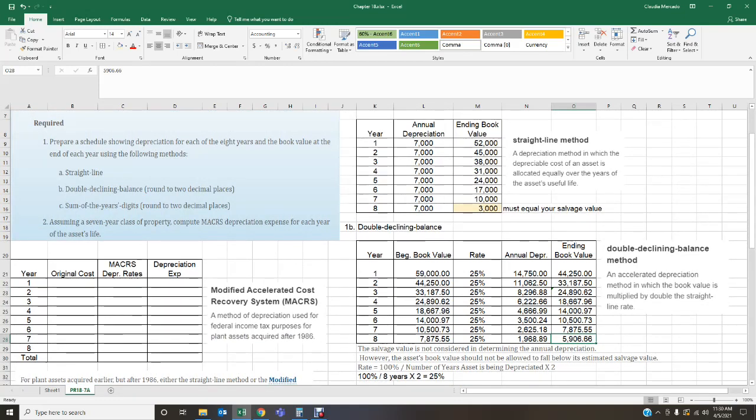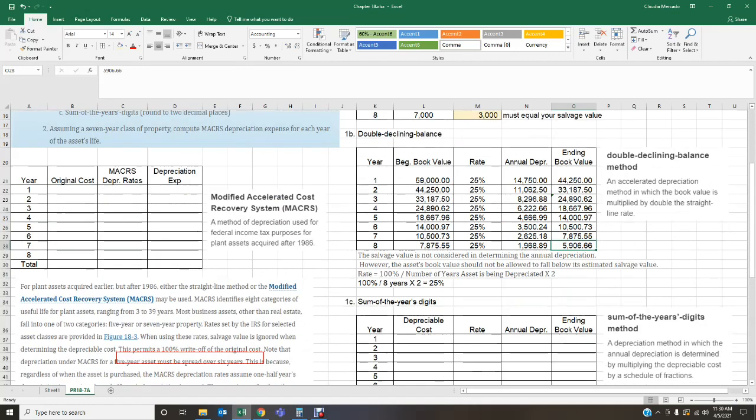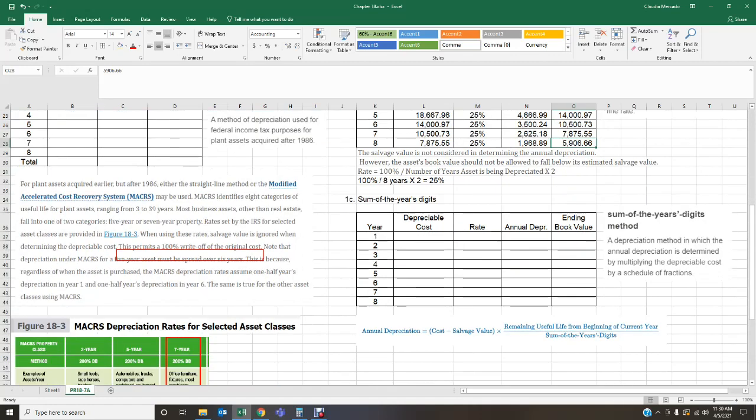Now, the third requirement is the sum of the year's digits. Okay, and it says to round to 2 decimal places. So the sum of the year's digits method is a depreciation method in which the annual depreciation is determined by multiplying the depreciable cost by a schedule of fractions. Okay, schedule of fractions.